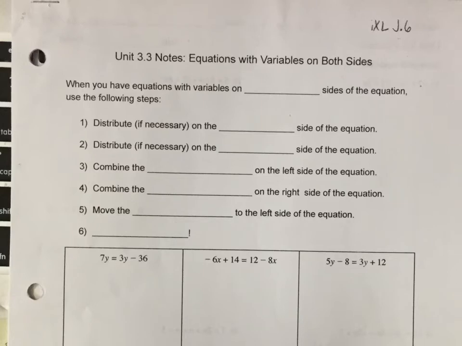When you have an equation with variables on both sides, that means when I got a y over here and a y over there, you need to follow the steps. And you kind of need to do them every time, just get in the habit. Distribute everything on the left side. Distribute everything on the right side. Combine the like terms on the left side. Combine the like terms on the right side.